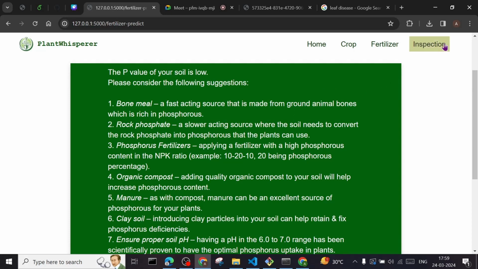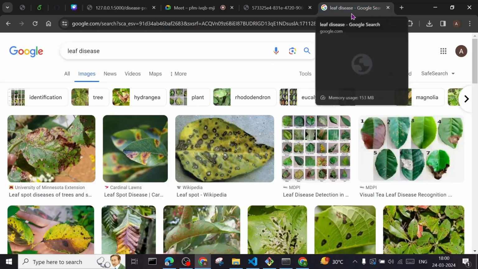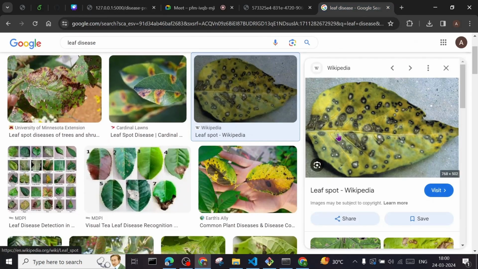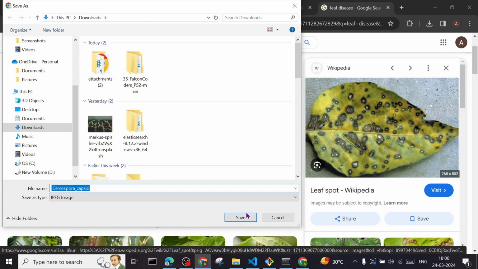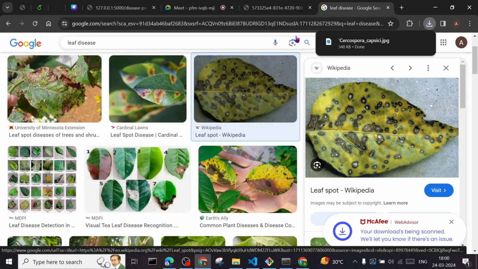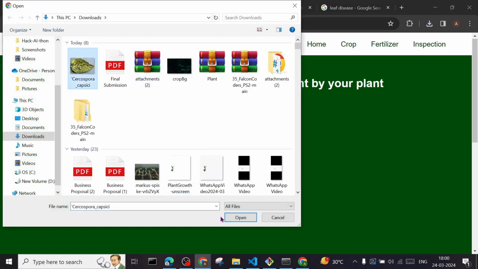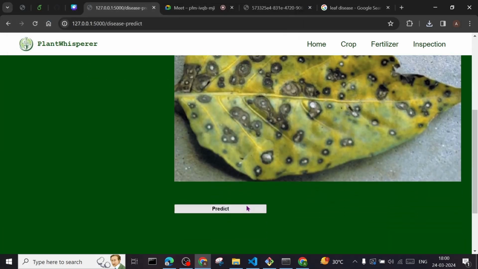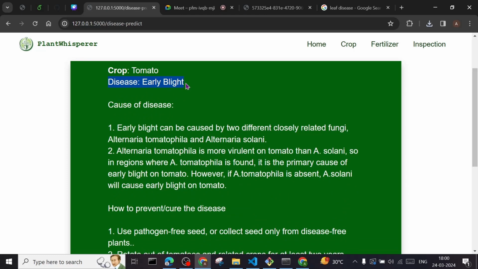Then the last service is inspection. In this, the user has to upload an image of the leaf of a plant, and it will detect the disease that the plant is affected by. So let's take an example from Google. Let's take this leaf image and save it. Okay, now we will upload the file over here and then predict. Okay, so the result would be the disease with which the plant is affected.